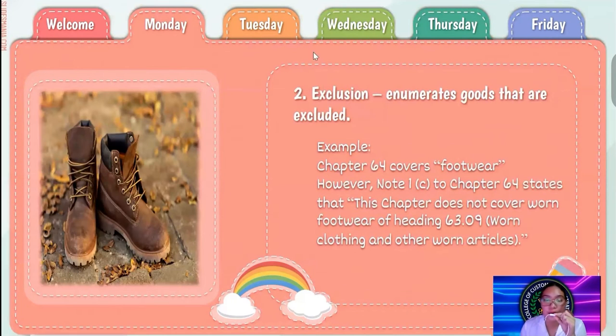Next is number 2, exclusion. It enumerates goods that are excluded. Example, chapter 64 covers footwear. However, note 1, parenthesis C to chapter 64 states that this chapter does not cover worn footwear of heading 63.09 or worn clothing and other worn articles. As you can see here, the example is about footwear or a shoe.